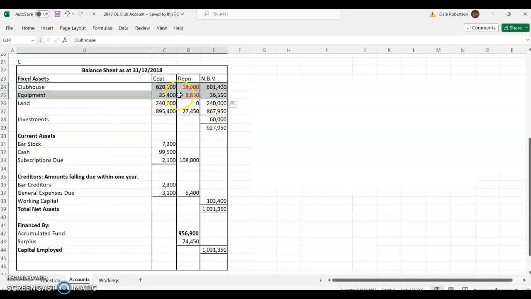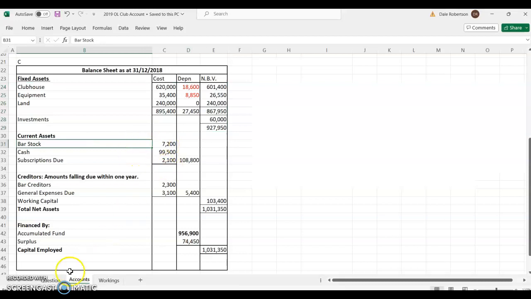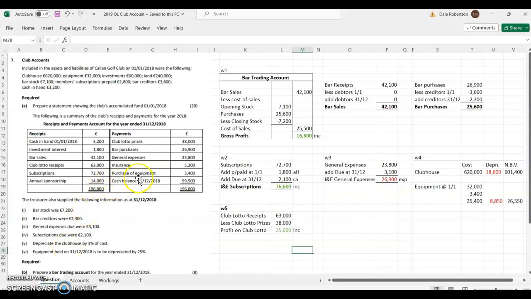So when we combine together all of the assets there, we're going to get 927,950 as our total fixed assets. Now, we have current assets of bar stock, which of course is our closing stock, and our cash. Let me quickly show you where that cash comes from. That's the closing balance here. Working 1 is the bar stock, closing cash of balance. And then at the end of the year, we also have our income due called subscriptions due. And that is 2,100. We call that a current asset.